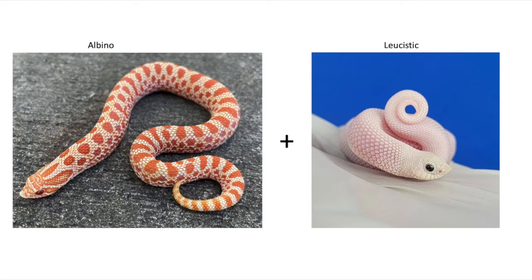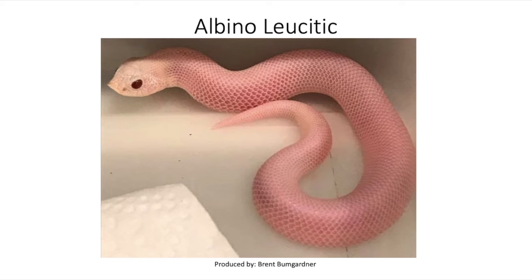Next, we're going to combine the albino with the leucistic morph. So the leucistic produces an all-white snake, takes away all color, and there's not really much you can do with the leucistic gene, but albino does have an influence. So when you combine these two together, you produce an all-white snake. They are pink when they're babies, but the albino influences their eye color. So you'll get an all-white snake with red eyes.